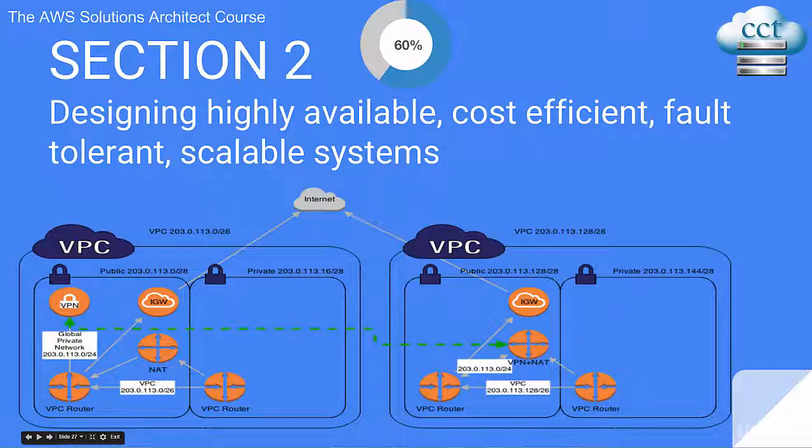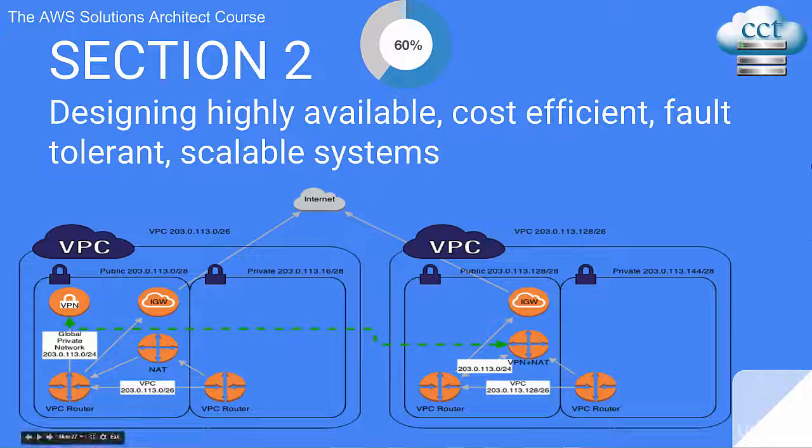Yeah, welcome back everybody. We're now going to begin section 2 of our AWS Solutions Architect course. Now this is pretty much the beginning of the serious stuff, and as I left you at the last intro video, we're going to be going through designing highly available, cost-efficient, fault-tolerant, scalable systems.